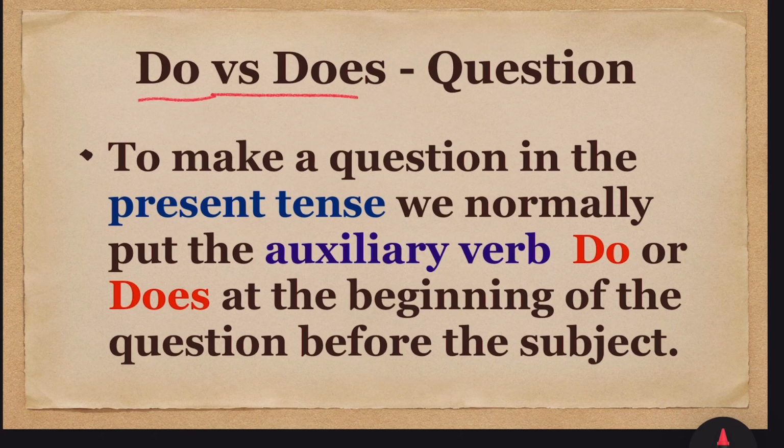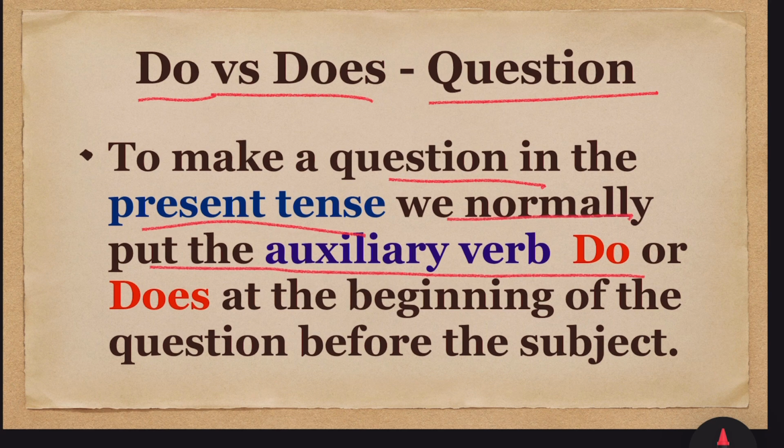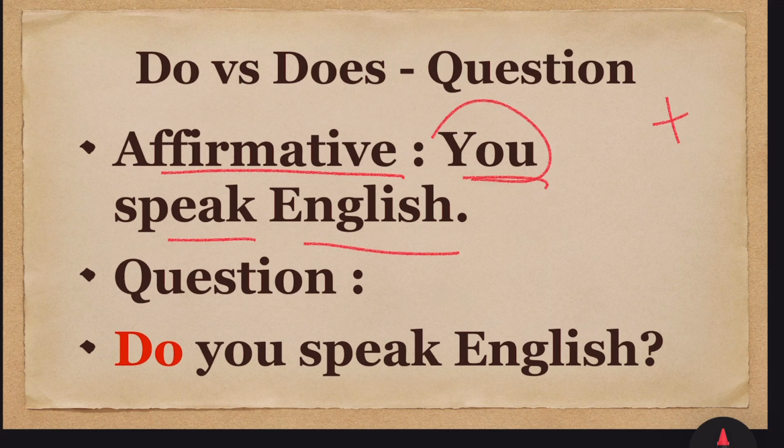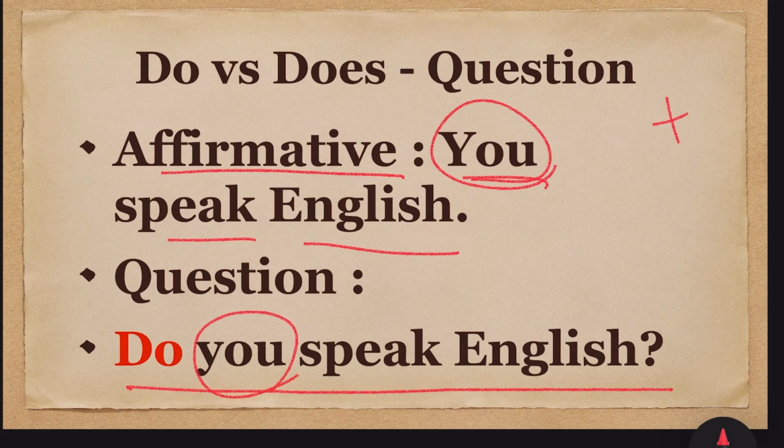Next, do versus does in question. To make a question in the present tense, we normally put the auxiliary verb do or does at the beginning of the question before the subject. Affirmative question, that is positive question. Example, you speak English. Here, the subject is you. How do you make this positive sentence into a question? See, do you speak English? The subject here is you, so you have used the auxiliary verb do.